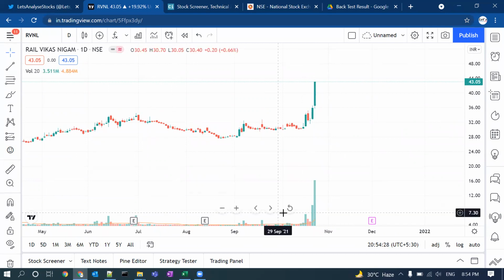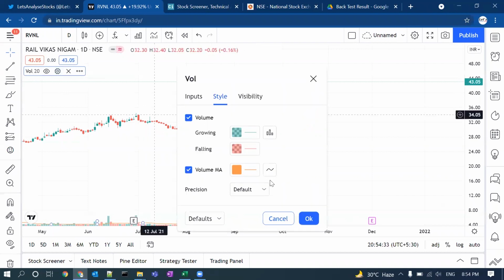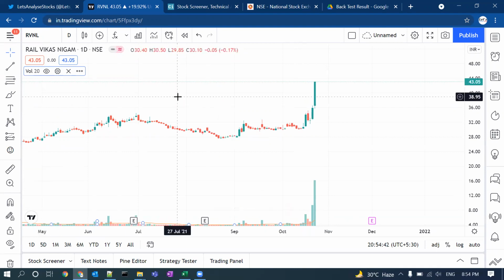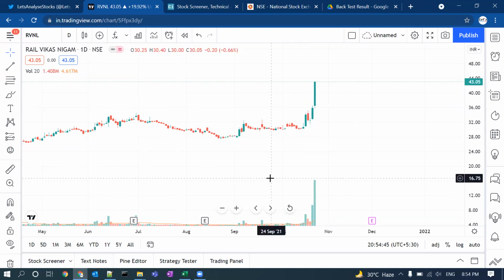How to find out the average volume? In the TradingView volume indicator, go to settings and tick the volume MA indicator. For this demo, I'm using the 20-day average volume. Here you can see the average volume is shown in orange color. For the past 20 days, the average volume is 19.443 million and today's volume is 163 million. So it means this is the right time for us to buy.